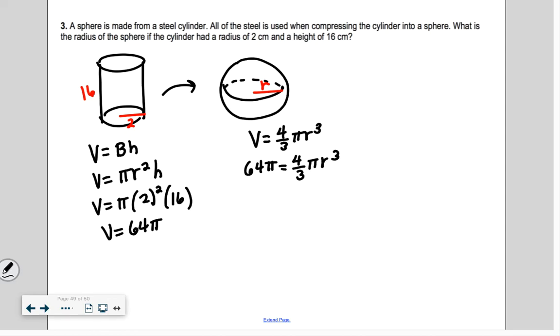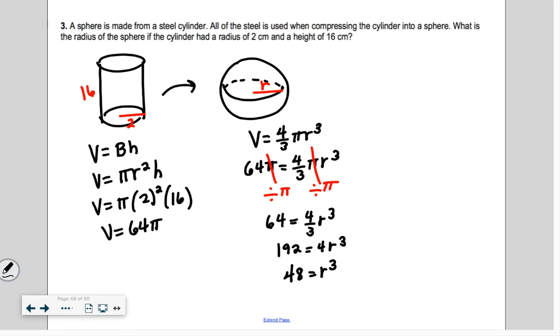Thoughts? So I'm solving for r, that's what I'm trying to get. What if I divide by pi on both sides? What happens? Oh, you get rid of pi. Yay. That makes it nicer. So we have 64 equals 4/3 r cubed. Can you solve that? Take your 64 and multiply by 3, and divide by 4. You could have done that in one swoop if you wanted. So we get 48 equals r cubed.